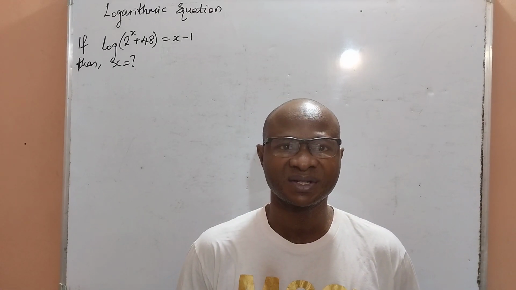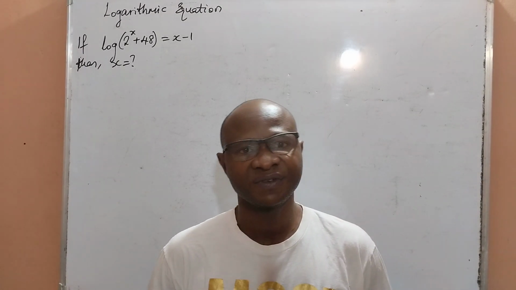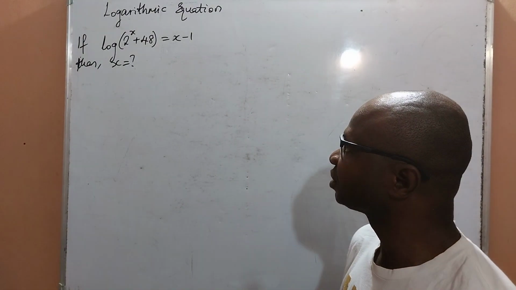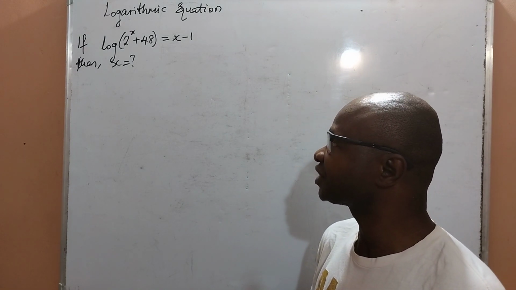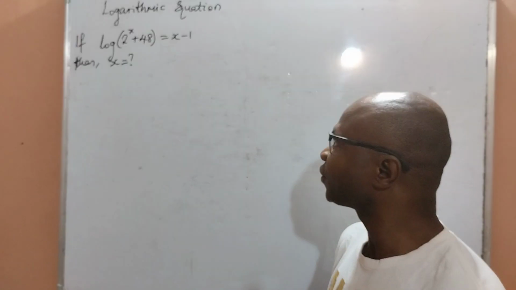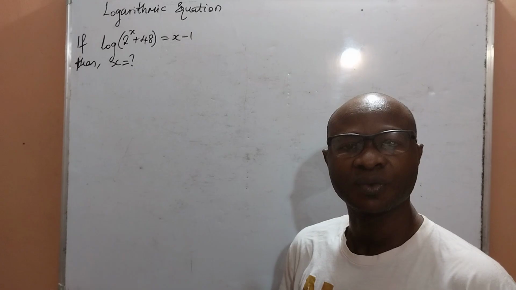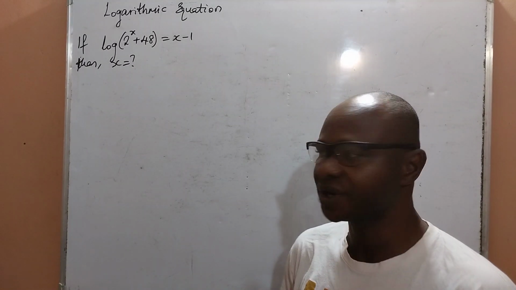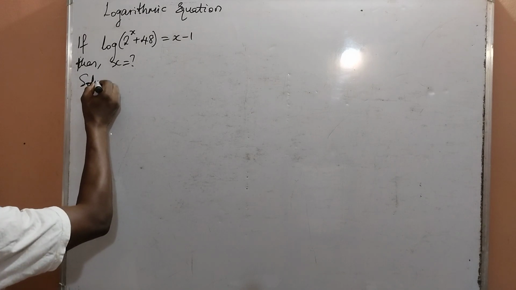In today's maths, we shall be taking logarithmic equations. It is given to us and written on the board: if log of 2 raised to the power x plus 48 is equal to x minus 1, then what should be the value of x? We solve directly. Solution to the question.